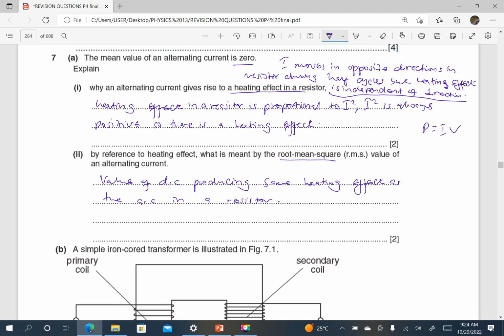It can be that value of alternating current which produces the same heating effect in a resistor as direct current. That's what we call the root mean square value of alternating current. Okay.